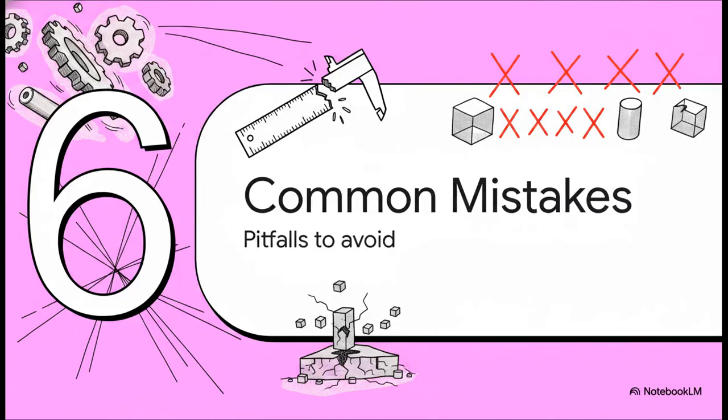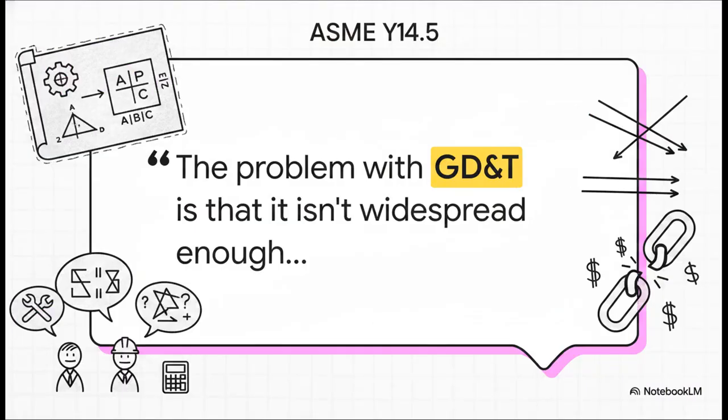Finally, let's wrap up with Section 6, Common Mistakes and our Key Takeaways. Let's look at some of the costliest pitfalls out there. There's a great quote from an experienced engineer that goes something like, "The problem with GD&T is that it isn't widespread enough. You can ask 5 different people and get 5 different answers." That is so incredibly true, and it perfectly captures why strict, standardized communication using the ASME Y14.5 standard is absolutely non-negotiable. Ambiguity in your drawings practically guarantees expensive miscommunication downstream.